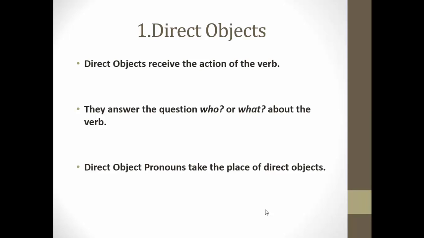Let's talk about some examples in English because it's important to understand the concept in English before we can understand it in Spanish. The first one, we do our homework. We do what? Our homework. Homework is the direct object. Please underline that on your note guide under part 1.